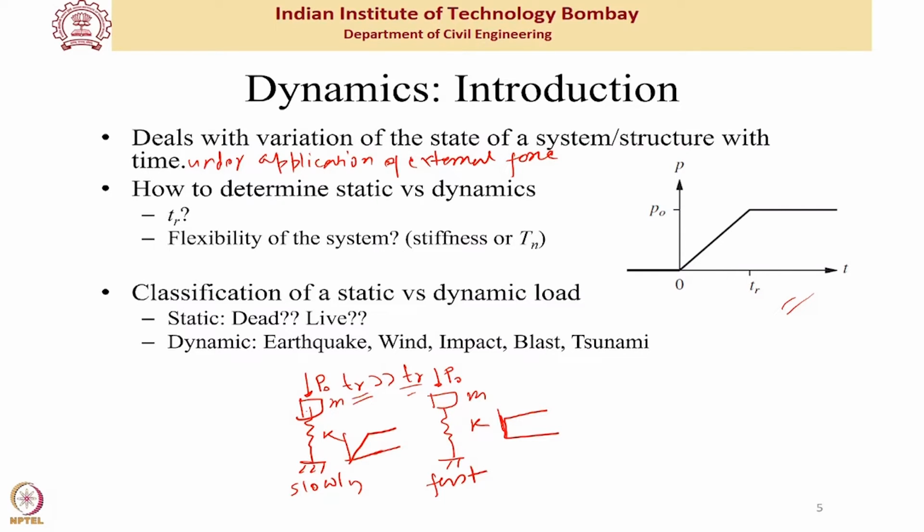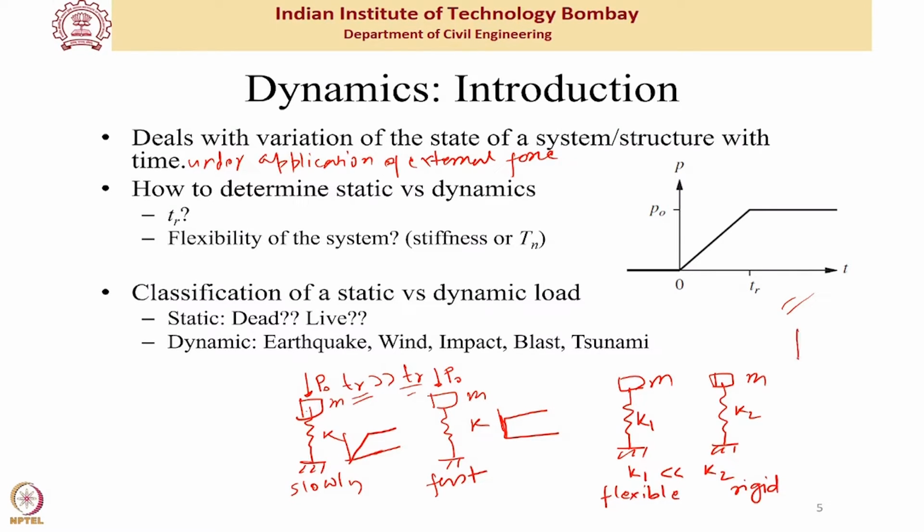Okay, now can you imagine some other parameter of the system that would determine whether the system is static or dynamic? For example, again consider a similar example, except in this case, let us say I keep the mass the same, but I have K1 and K2, and in this case K1 is much smaller than K2. That means this is a flexible system and this is a comparatively rigid system.